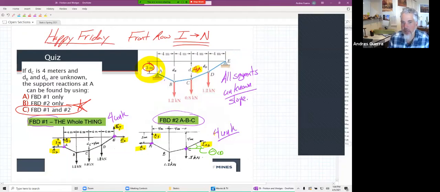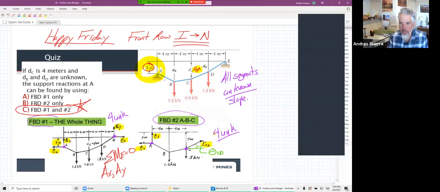Now let's talk about how we can solve this problem. Okay, so we need both of those to find the reactions at A. Well, what if we did the sum of the moments about E over here? We would end up with an equation that has AX and AY, so it's got 2 unknowns in it. Normally when we sum moments in an FBD, we only have one unknown, but here we have two unknowns.